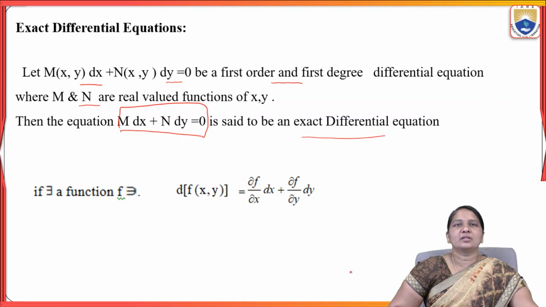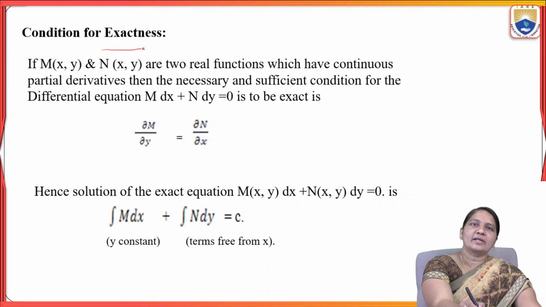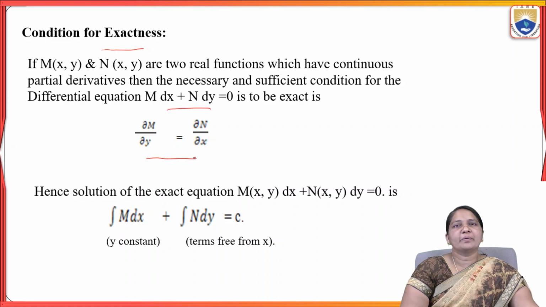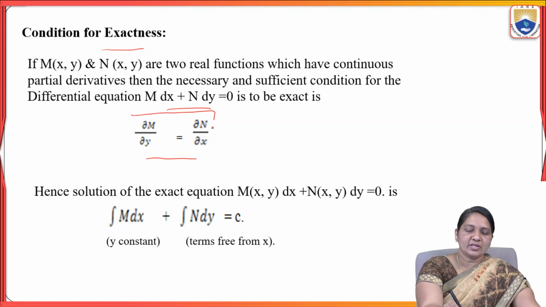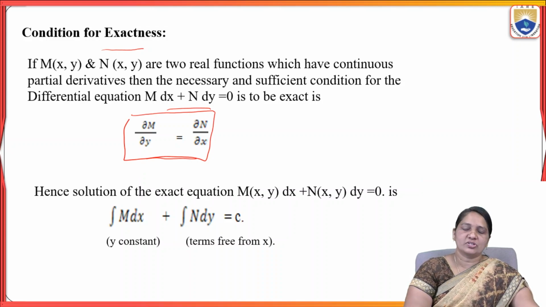So how can we say that the given equation is an exact differential equation? We can observe the condition for exactness. If M of x comma y and N of x comma y are two real functions which have continuous partial derivatives, then the necessary and sufficient condition for the differential equation to be exact is dou M by dou y equal to dou N by dou x. If dou M by dou y is equal to dou N by dou x, then we can say that the given equation is an exact differential equation.